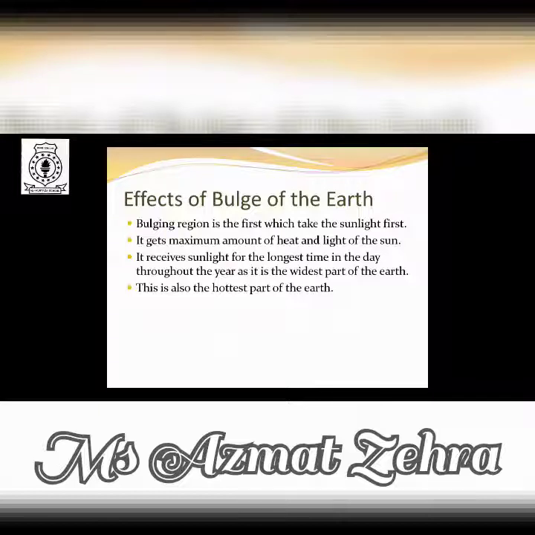So what are the effects of bulging of the earth? These are the effects. The bulging region is the first to take the sunlight. It gets the maximum amount of heat and light of the sun. It receives sunlight for the longest time in the day throughout the year. As it is the widest part of the earth, this is also the hottest part of the earth.